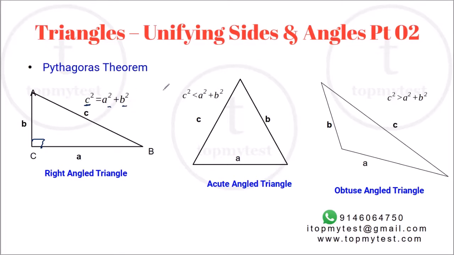Now, you can extend this Pythagoras theorem to acute angle and obtuse angle triangles. In an acute angle triangle, the square of the longest side will be lesser than the sum of the squares of the other two sides. Whereas in an obtuse angle triangle, the square of the longest side will be bigger than the sum of the squares of the other two sides. You can get the proof of this. You can use the cosine relationship or the triangle relationship to prove this. Again, the proof is very nice. You can search on Khan Academy, Wikipedia, etc. to get the basic proof of why this is the case.